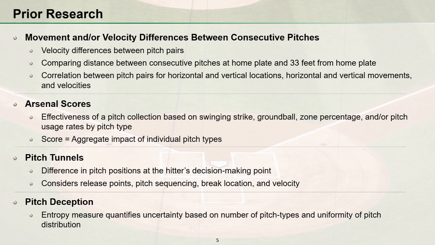Other researchers have developed arsenal scores to quantify how a pitcher's pitch collection induces outs, and these methods add various rate statistics for each pitch type to create an aggregate arsenal score that can be used to predict pitching performance. But unlike my analysis, these studies do not specifically examine the interactions among pitch types or explore how specific pitch characteristics such as velocity or movement affect strikeout rates.